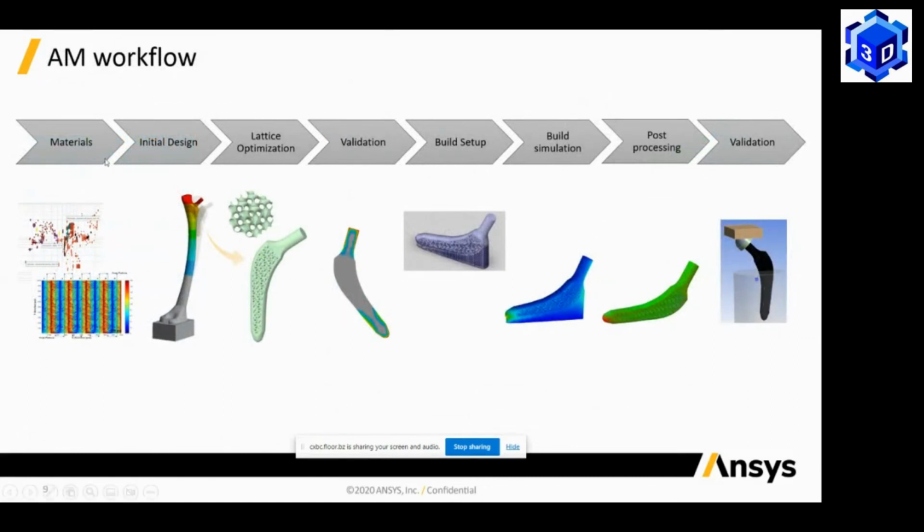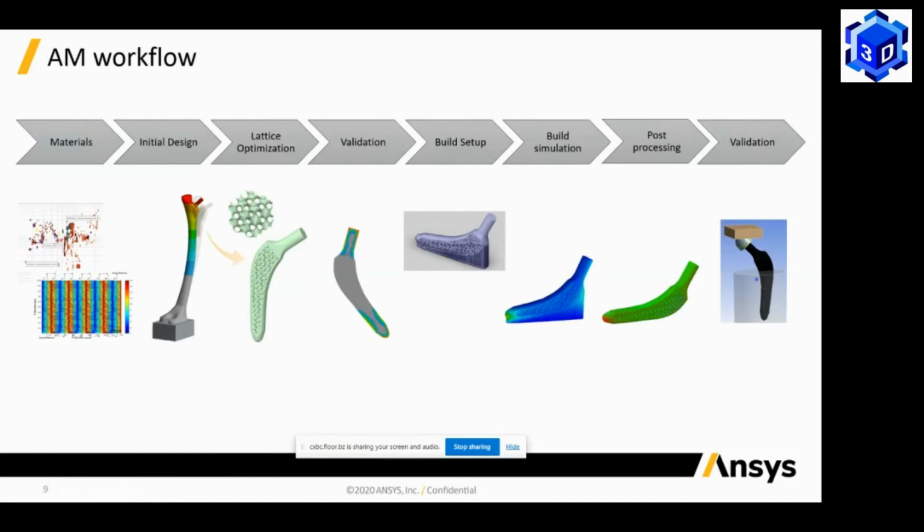The workflow starts with your material analysis, then your initial design, where FE analysis has been done. After this, based on the FE analysis result, we have done the lattice optimization, where you can generate different types of lattices, which will be helpful for your bone ingrowth and also for stress shielding. And then we have validated this optimized design, whether your optimized implant is meeting the product performance or not.